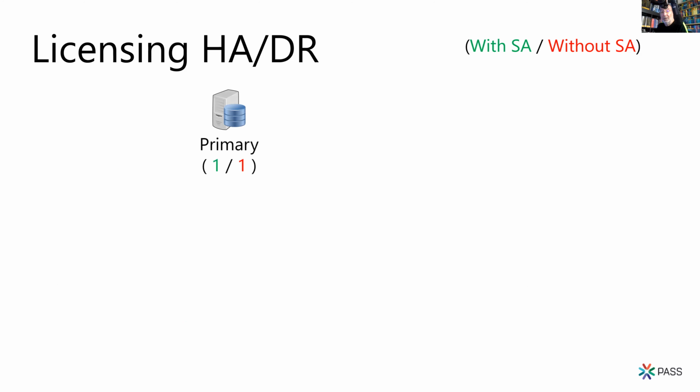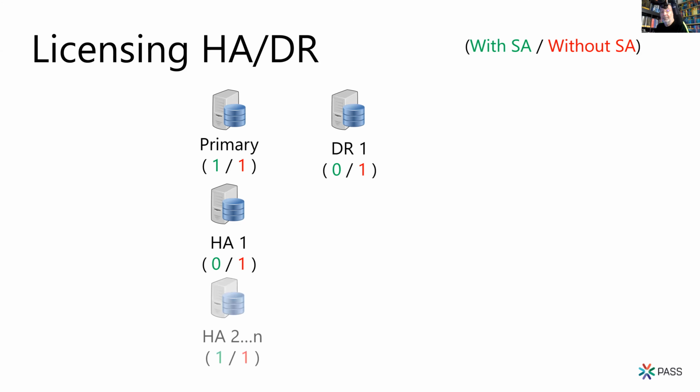So if you have a primary, that you always need to license, regardless if you have software assurance or not. Your primary machine, this you need to pay. If it's development, you don't, but in any other case, you have to. If you have a high availability machine right next to it, if you have software assurance, it's free. If you don't have software assurance, you have to buy another license. If you have DR with software assurance, it's free. Without, you have to pay a license.